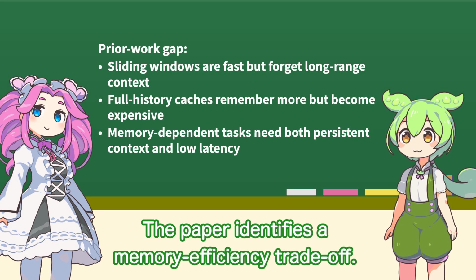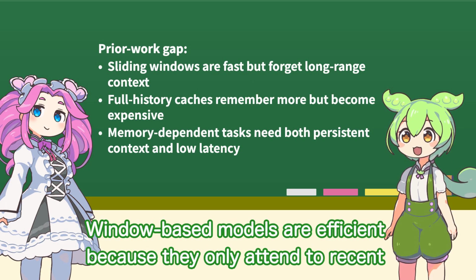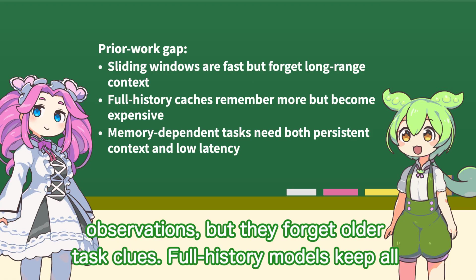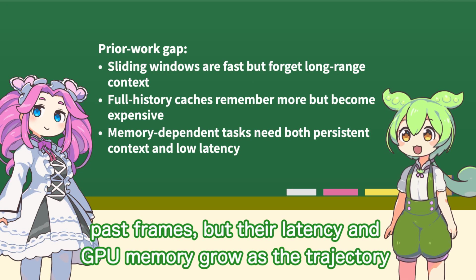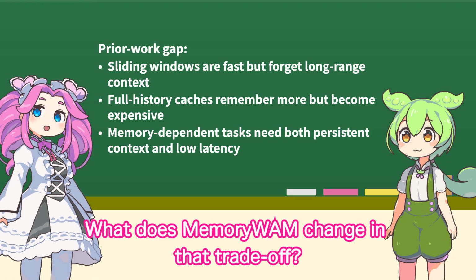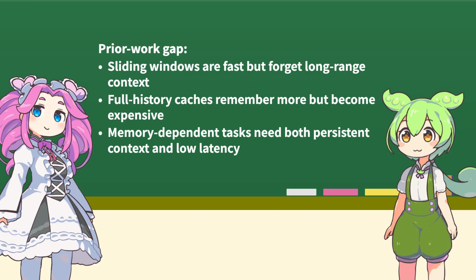The paper identifies a memory efficiency trade-off. Window-based models are efficient because they only attend to recent observations, but they forget older task clues. Full history models keep all past frames, but their latency and GPU memory grow as the trajectory gets longer. What does MemoryWAM change in that trade-off?